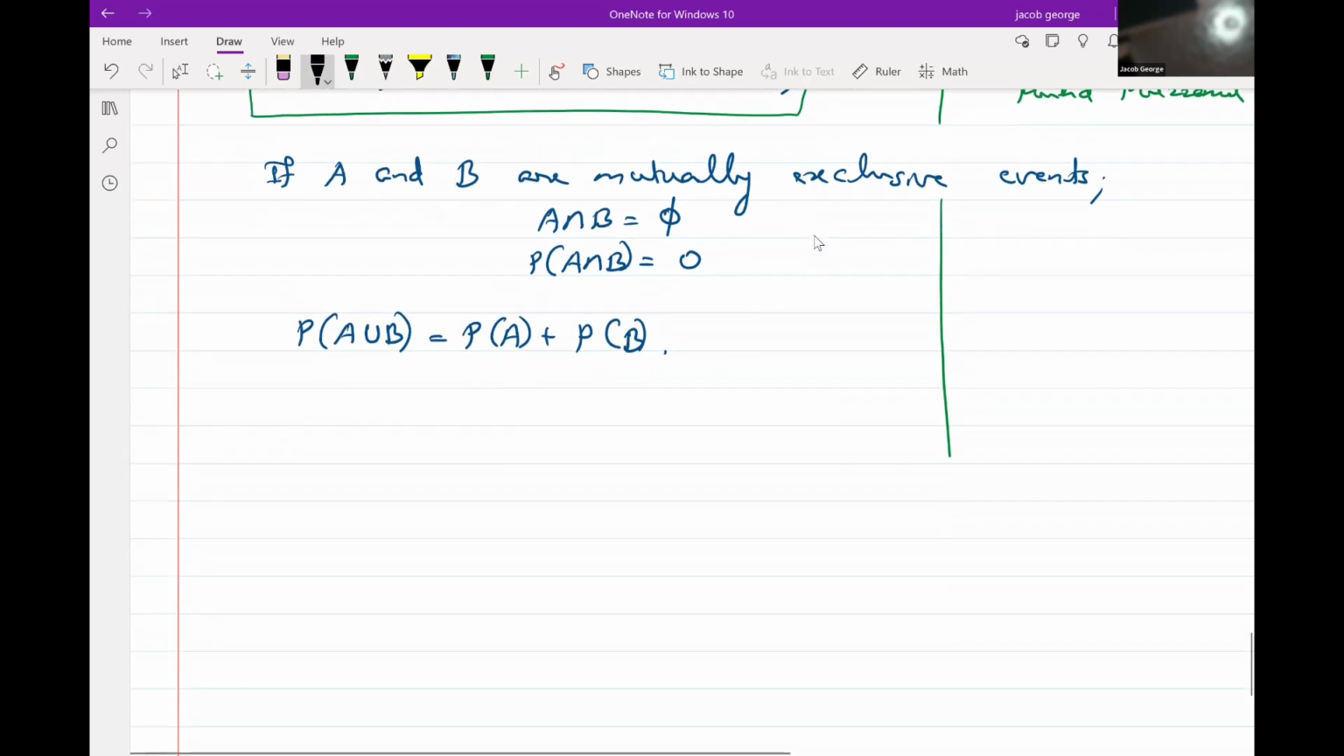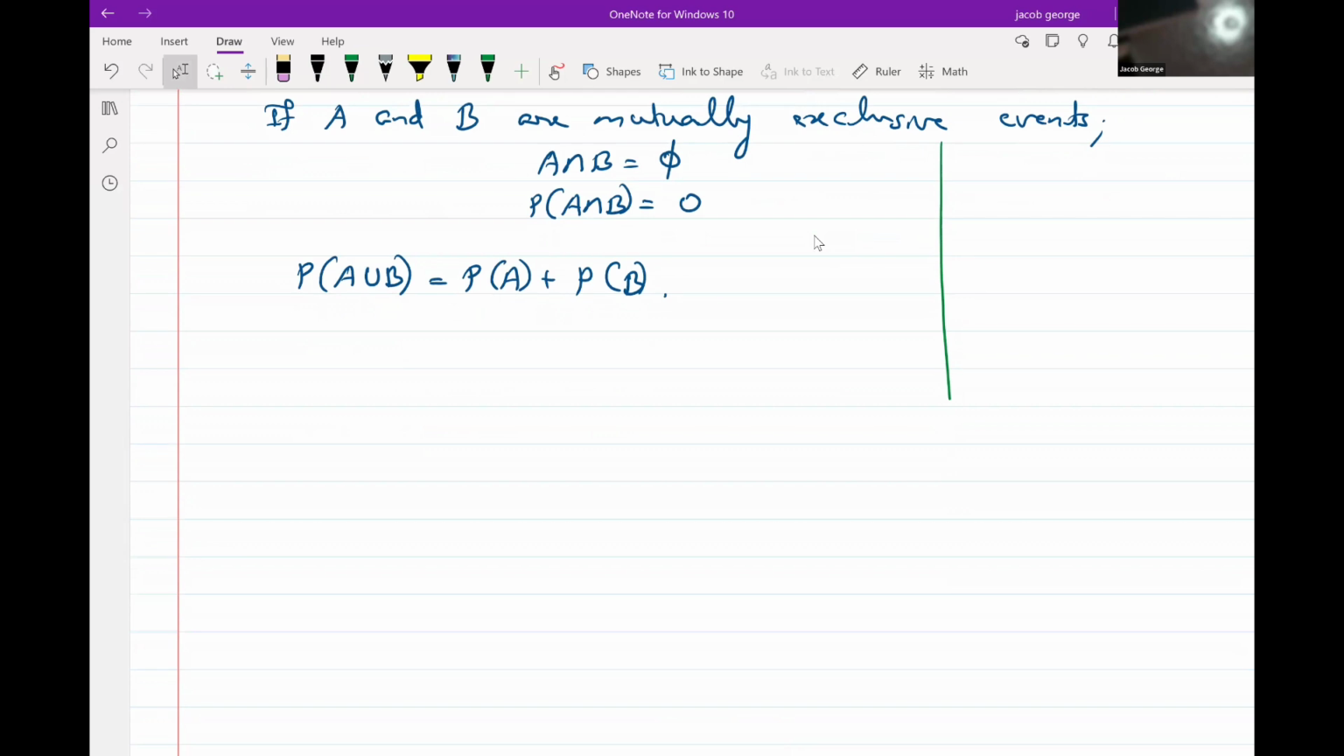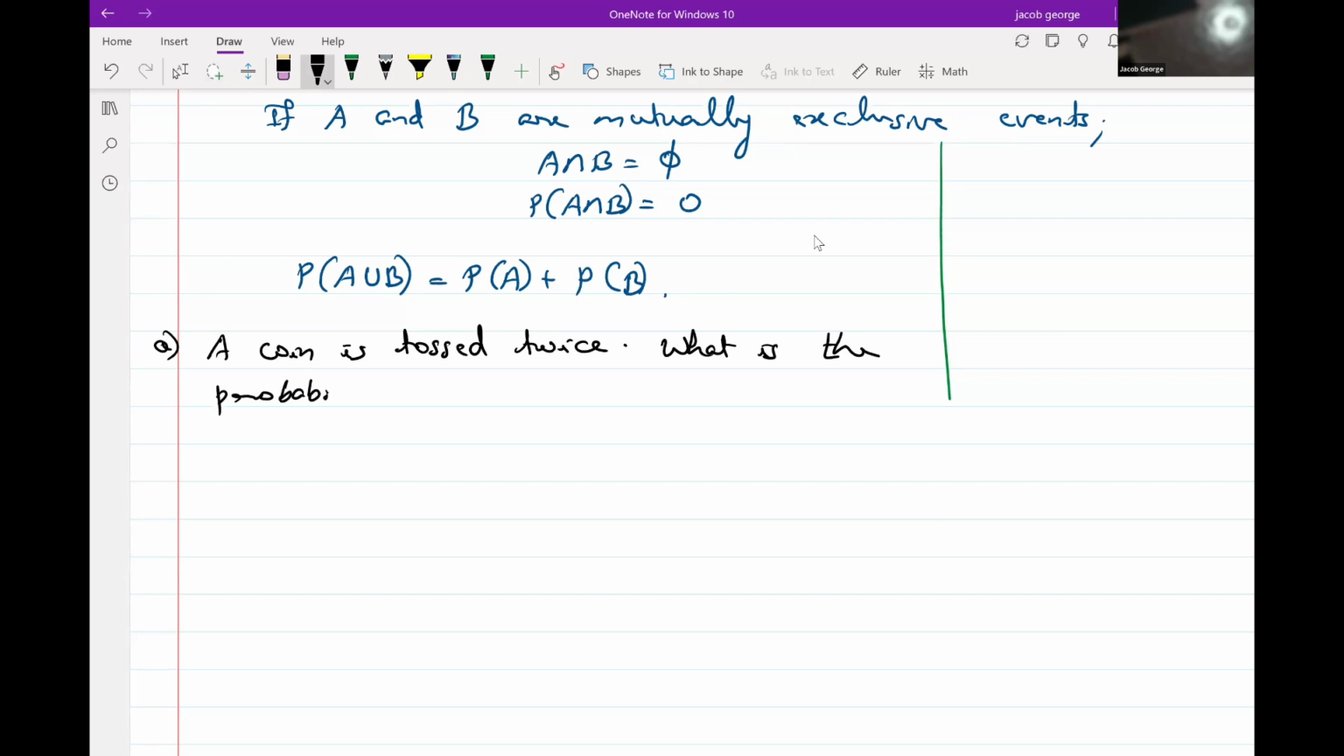A coin is tossed twice. What is the probability that at least one tail occurs?